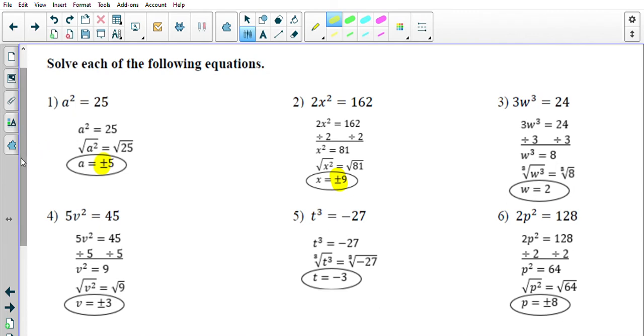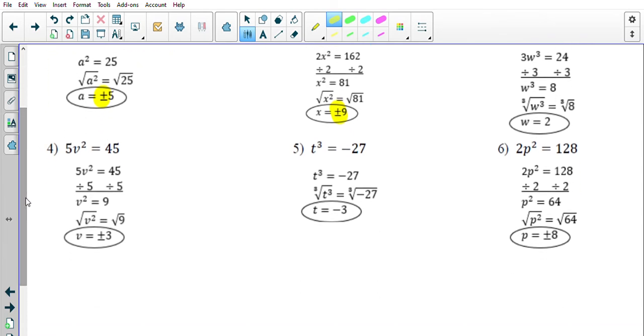Number 4, we have 5v squared equals 45. Divide both sides by 5 first to get v squared equals 9. Take the square root of both sides to get v equals plus or minus 3. Again, don't forget that plus or minus symbol if we're taking the square root of both sides, especially when we have the square root of v squared equals 9. Like v could be a positive value or a negative value because when you square it, you get the same solution.